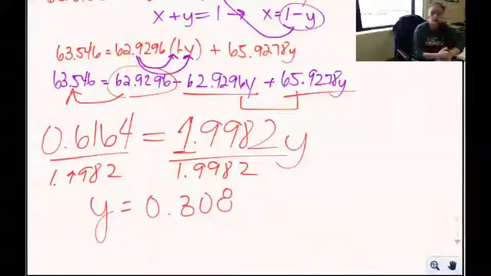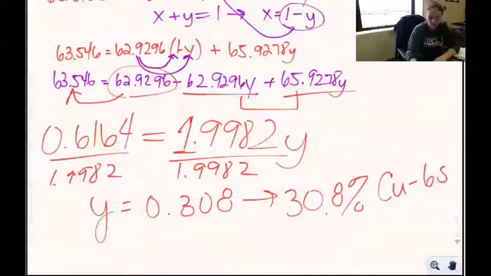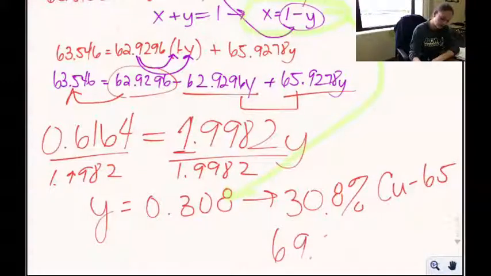Well, that's great, but what does that even mean? 0.308 is really my percentage. So that really means I have 30.8%. When we look at Y, which one did Y go with? It went with the 65. So I've got 30.8% is going to be the copper-65. So that means the rest of my 100%, or if I take 1 minus 0.308, because that's what that tells us up here, I plug it in and I'll get the same percentage. So I would get 69.2% of the copper-63.